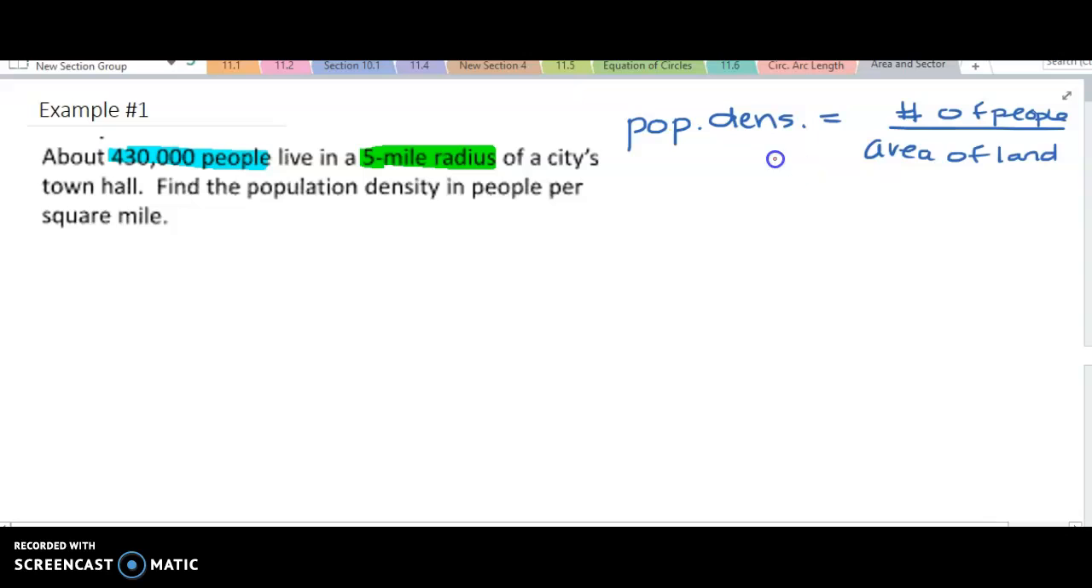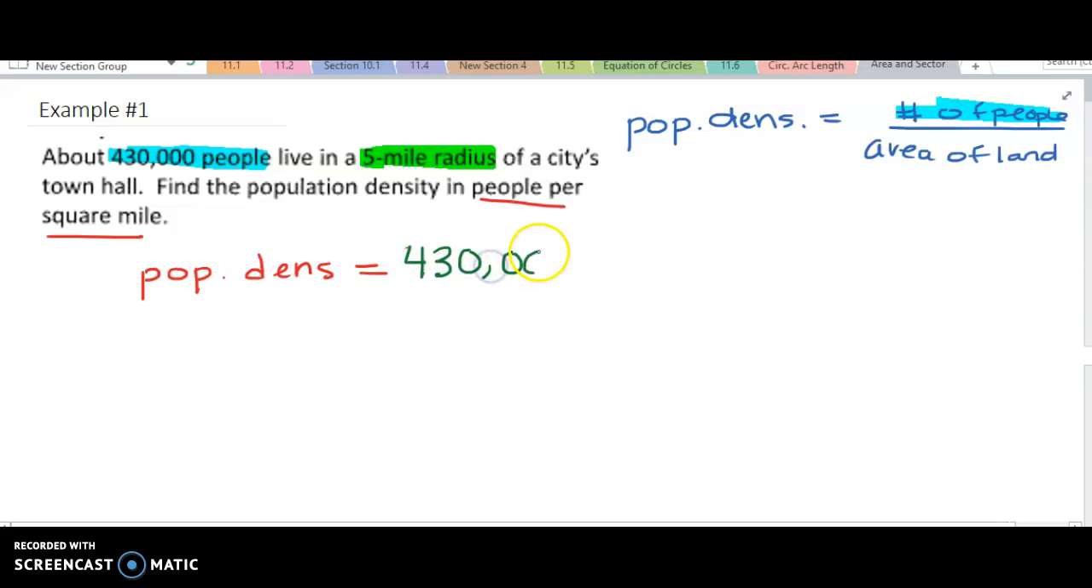Okay, so find the population density in people per square mile. Here it is, people per square mile. It's pretty standard. All right, so I can say the population density equals, well guys, the number of people I highlighted in blue, right? So I could write 430,000 over the area of land. Now 5 is not the area of the land. Remember, we have to find that circle, so it's just pi r squared, which is pi times 5 squared.